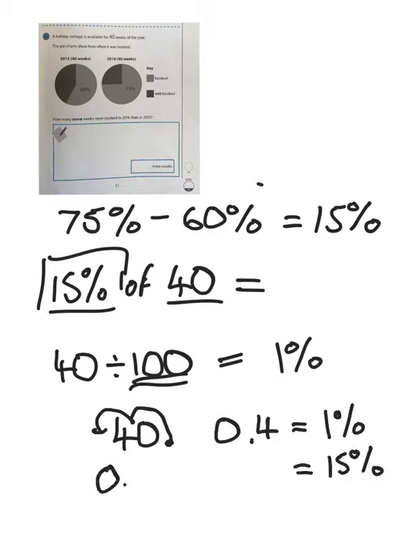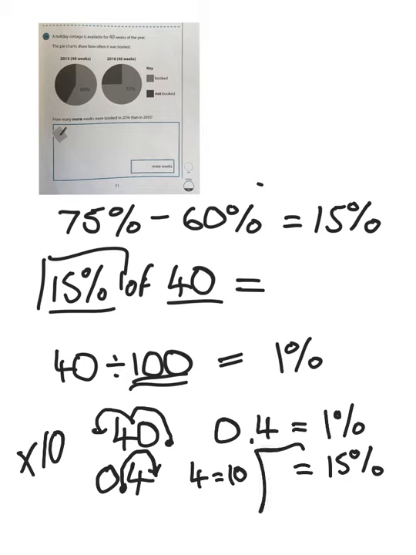We've got 0.4, and we want 15 times it. The easiest way to do it is to multiply it by 10. If we're multiplying by 10, the decimal point's going to move again. How many places to the right is it going to move? 1. It's going to move from there to there. So 4 is going to be equal to 10%. So if 4 is 10%, what's 15% going to be?